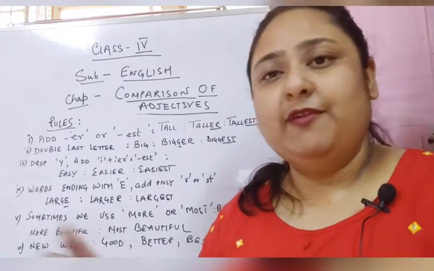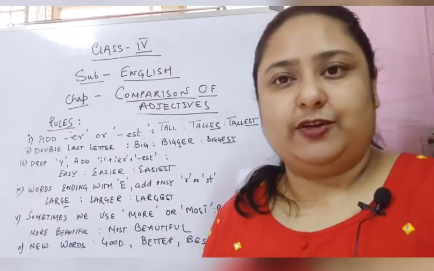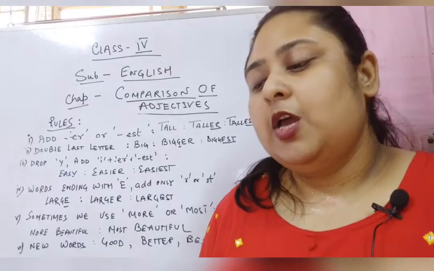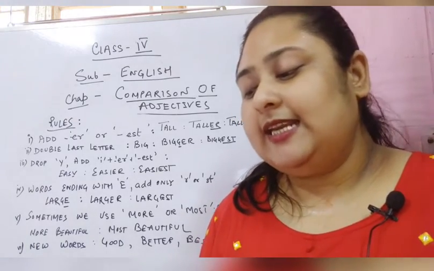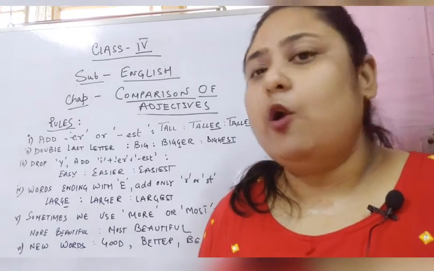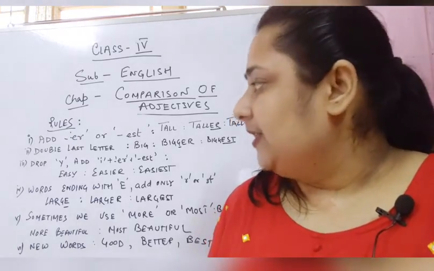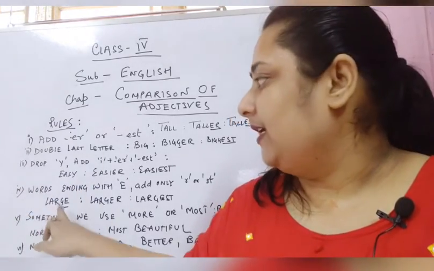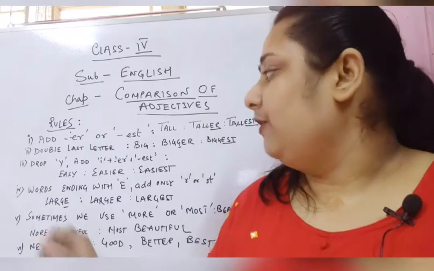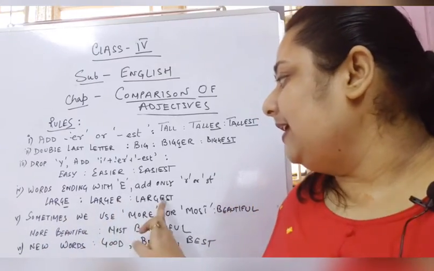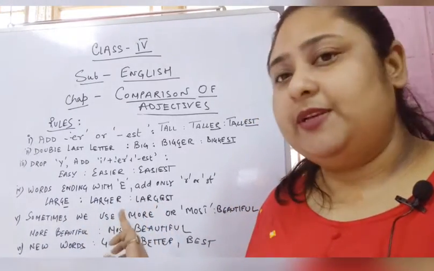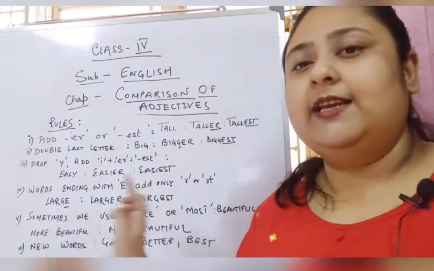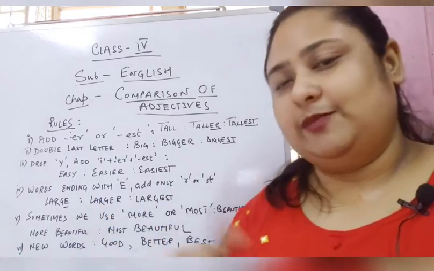Now children, moving on to the fourth rule of adjectives. These are: to some adjectives that end in E, we just add R or ST. Children, there are certain words which end with E. So what do we do? We just add R and ST. Like E is already present, we add R and ST in case of comparative and superlative degree respectively.